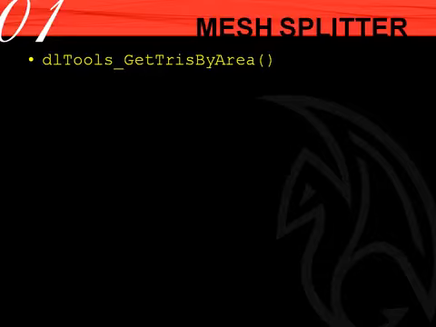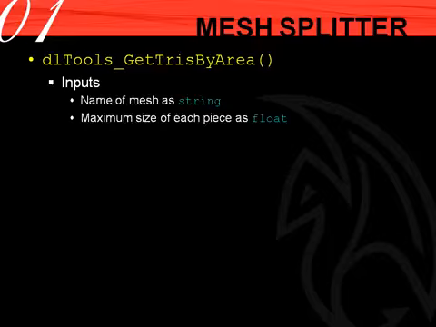So now that we know how to find the surface area of a single triangle, now we need to go ahead and find the surface area of a series of triangles in a mesh. To do that, we're going to create a tool, again, which is going to be a combination of several math and utilities functions. We're going to create a tool called dltools_getTriesByArea. Essentially this tool takes 2 inputs. It's very simple. One of them is the name of the mesh as a string, and the other is the maximum size of each piece as a float.